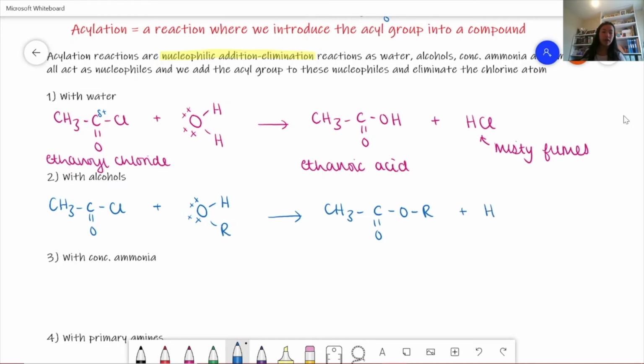And again, we form the HCl gas. So this is again misty fumes. And what we formed is an ester. And the ester depends on what our R group is.